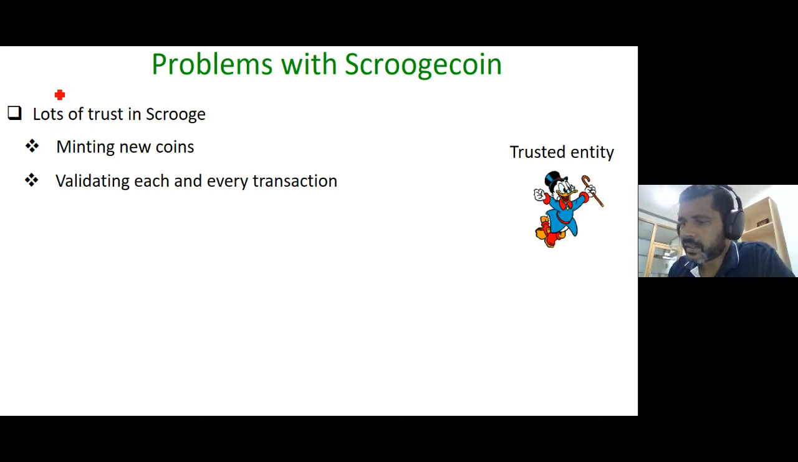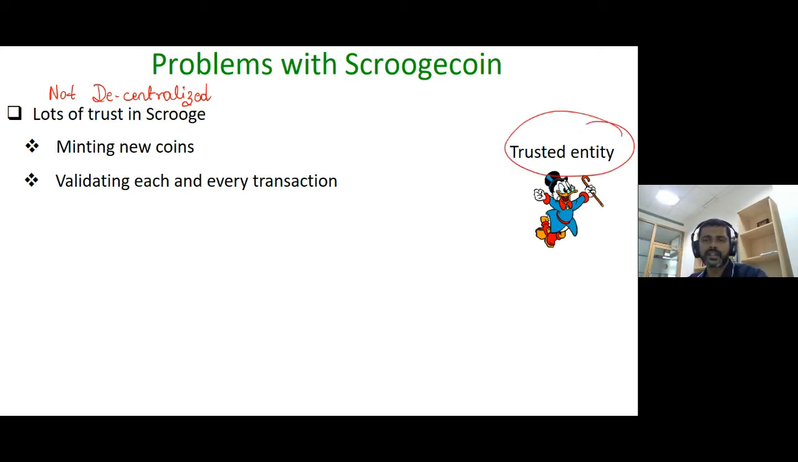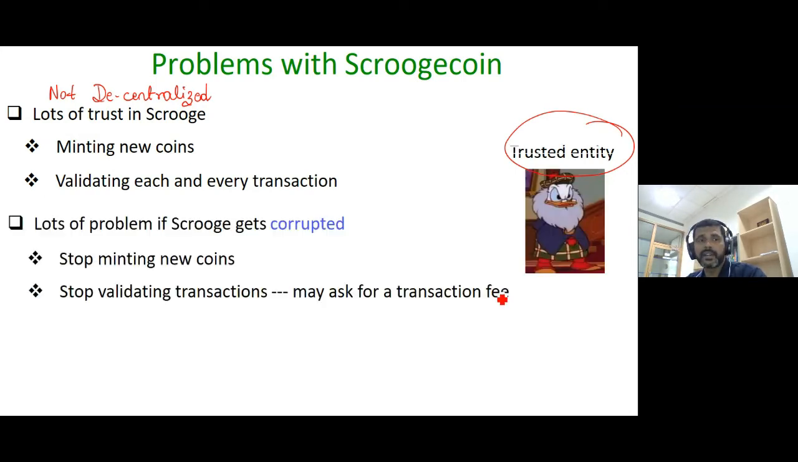So the problem is that it is not decentralized. Why is it not decentralized? Because here everything is handled by this trusted entity called Scrooge, because he has to mint new coins and he has to approve each and every transaction. There are lots of problems if Scrooge gets corrupted in the system.